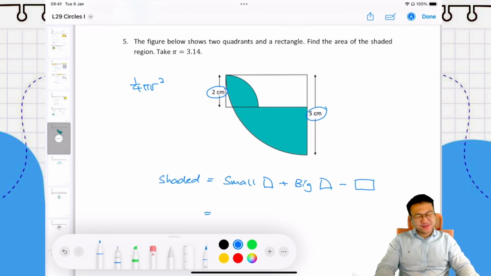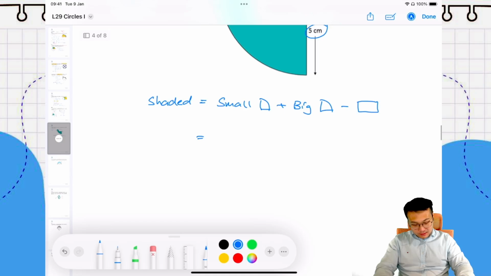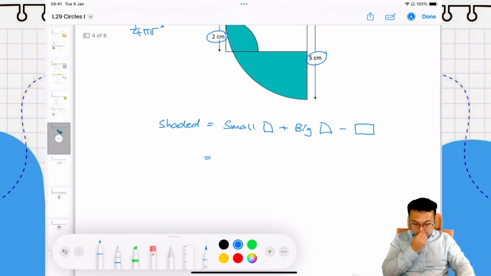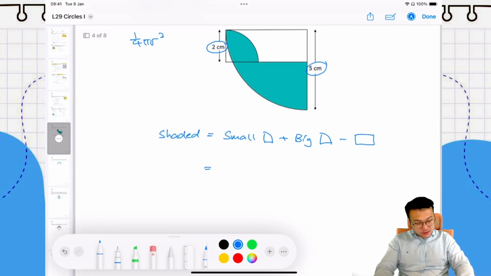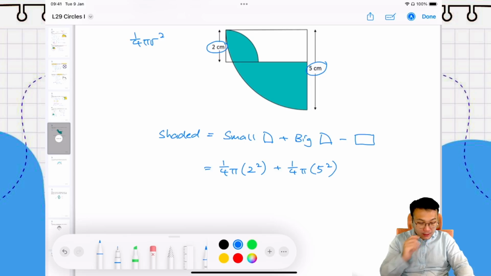Alright, students, if you don't have a calculator, it's fine. It's okay to leave your answer in terms of pi. So, what we can do is this. Small quadrant plus big quadrant. So we have 1/4 pi r squared plus 1/4 pi r squared, which is the bigger radius, minus the rectangle, which is simply 2 times 5.